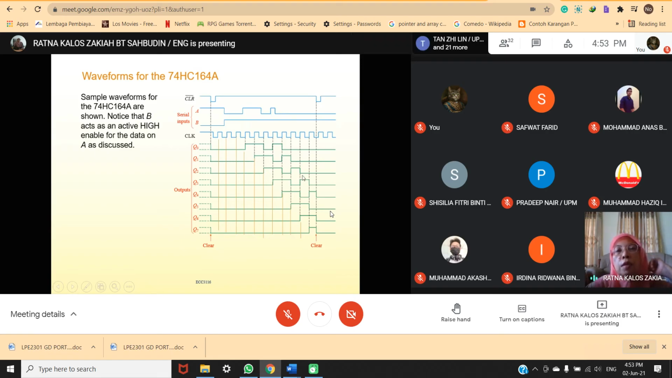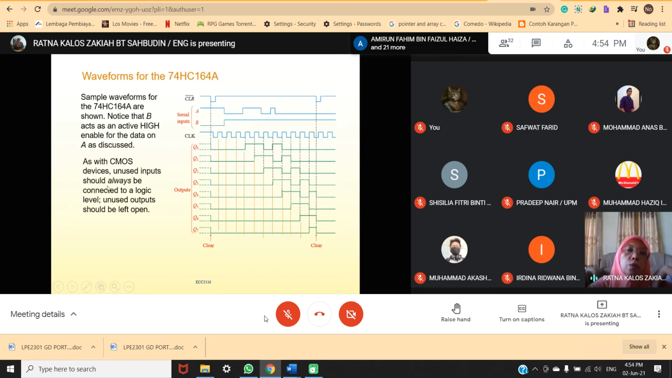A shift register shifts, meaning the data will be shifted for every clock. You look at the data here, it is shifted. The data output is taken in parallel, so you take the data here. It will be 1, 1, 0, 1, 0, 0, 0, 0. At this point it is cleared because this is active low.